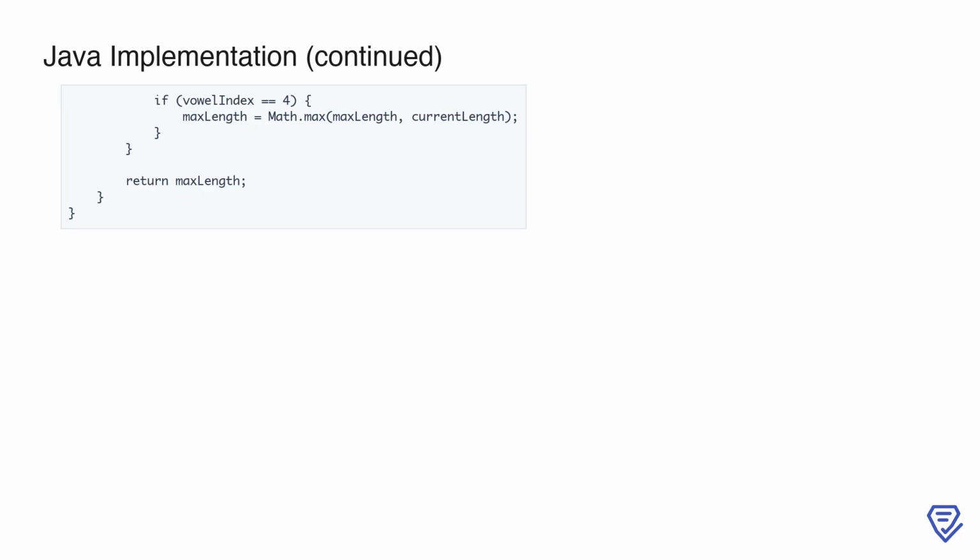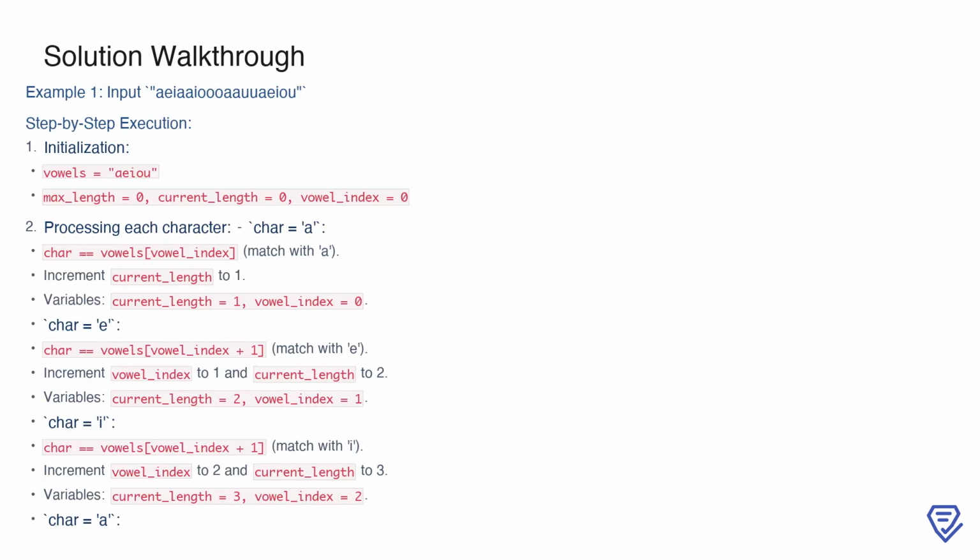This implementation effectively handles the problem by iterating through the string once, maintaining a running count of the valid substring length and only updating the maximum when all vowels are present in the correct order. The use of vowelIndex allows us to efficiently track the sequence, and the resets ensure that broken sequences do not interfere with valid ones. In this example, we start by initializing the variables needed for our algorithm.